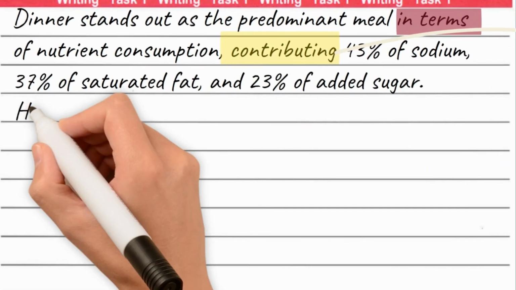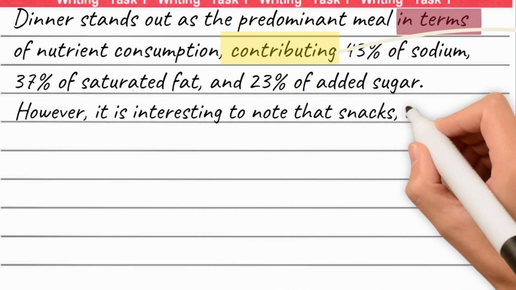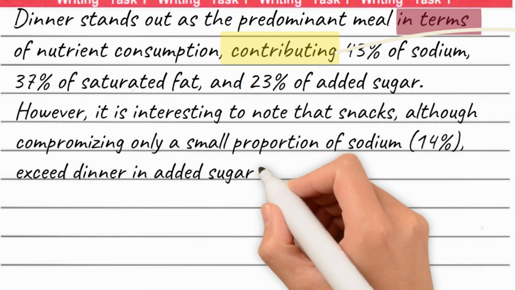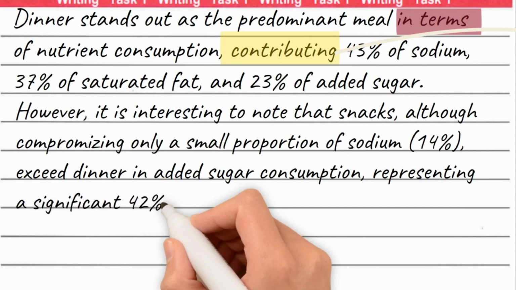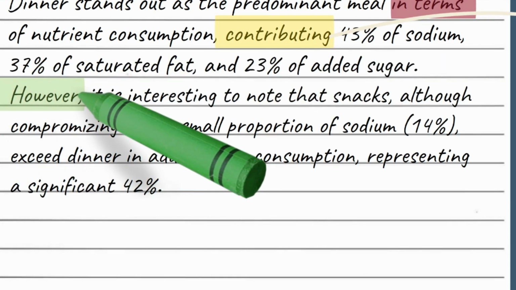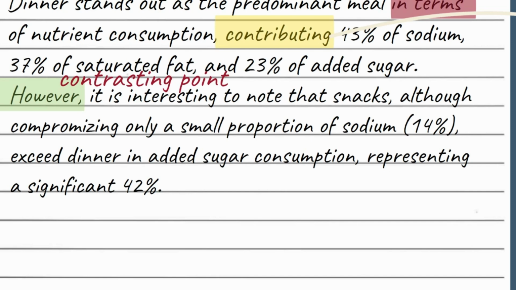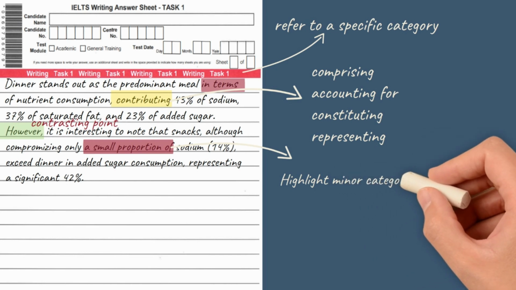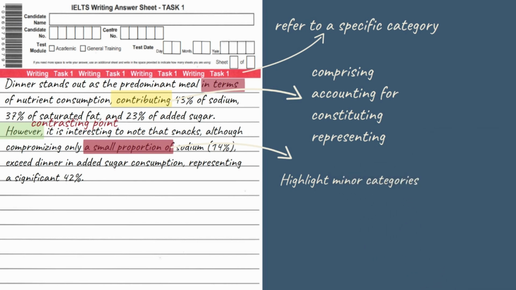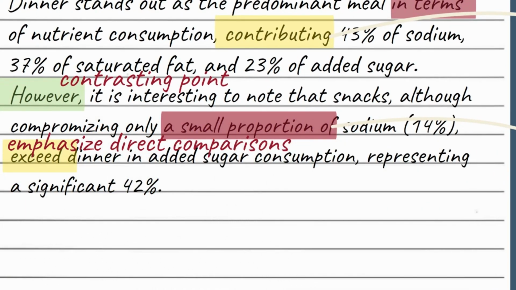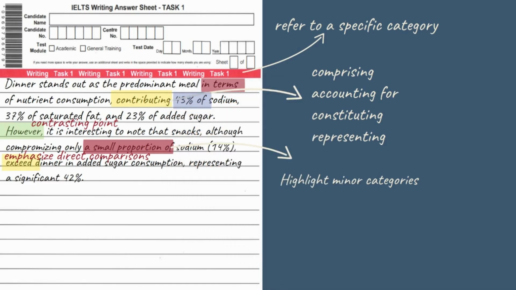Sentence 2. However, it is interesting to note that snacks, although comprising only a small proportion of sodium, 14%, exceed dinner in added sugar consumption, representing a significant 42%. Here, I use "however" to introduce a contrasting point, which improves coherence. Then I highlight minor categories with phrases like "a small proportion". Then emphasize direct comparison with the verb "exceed". In the detailed paragraphs, always include specific figures for each category to ensure clarity and precision.